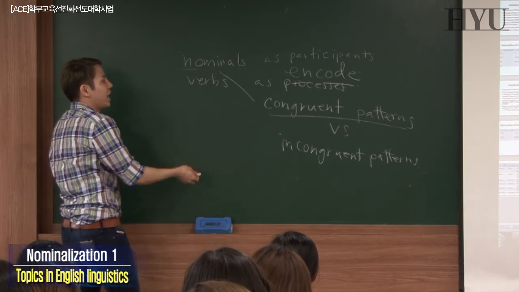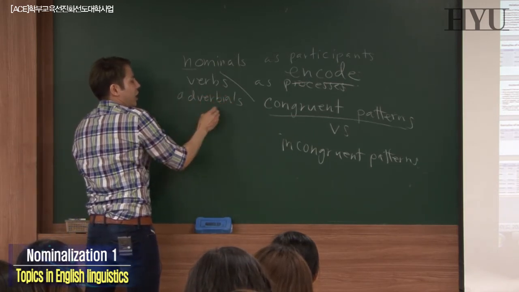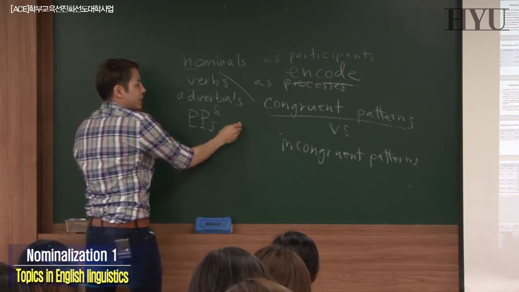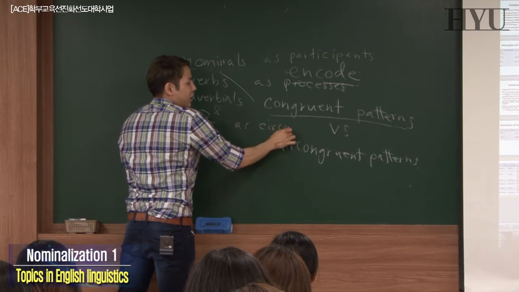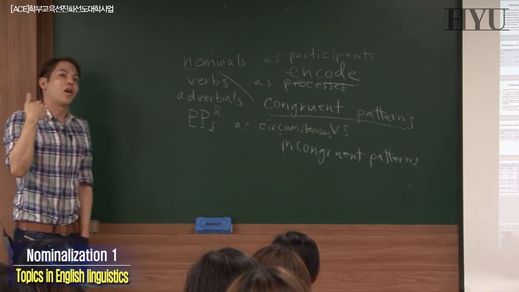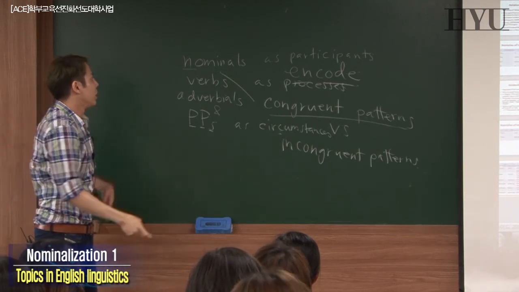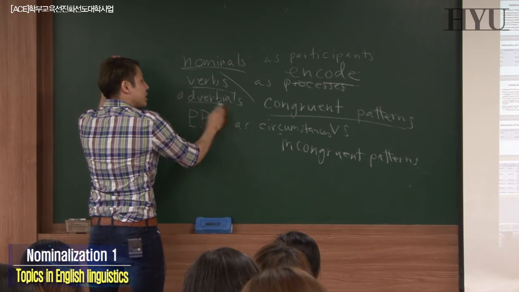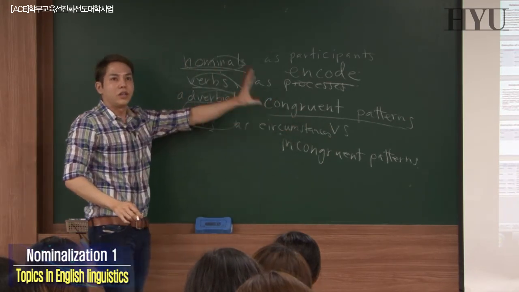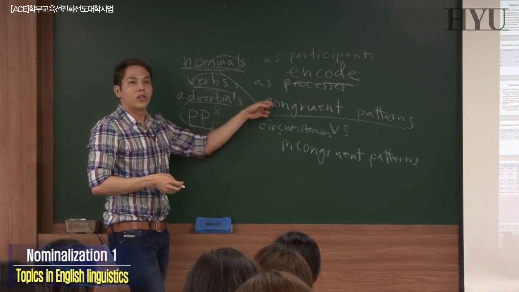And then you would have adverbials and prepositional phrases as circumstances, giving you extra information about when, where, why, how, and so on. So you would have these 3 things doing different things in your transitivity patterns, okay? So that's congruent patterns.